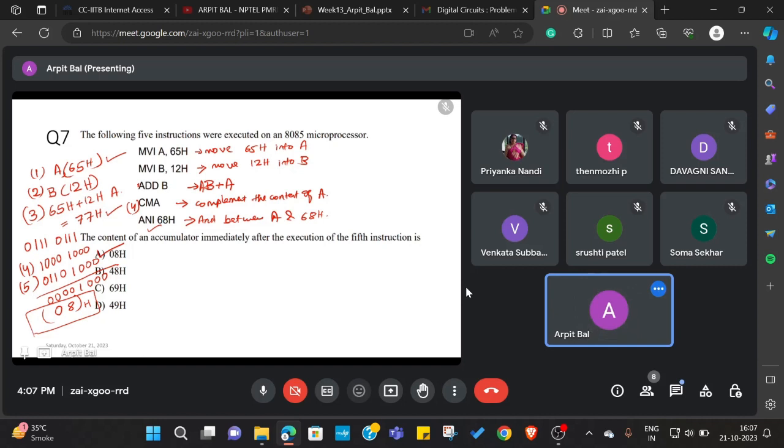Okay, so 77H is 0111 0111. Then after the CMA instruction, it becomes 1000 1000. Okay, then after the last instruction ANI 68H, what happens is we take 68H and perform AND with that, we obtain 08H as the answer.